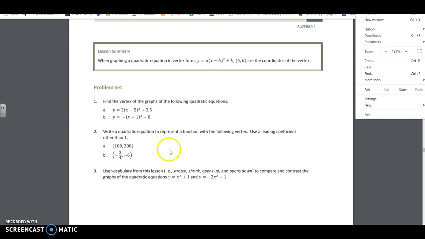So 1 through 3, and you can do that on a Word doc, on paper, take a picture and upload it, or send it to me via email, and I will get lesson 17 done and recorded tomorrow.